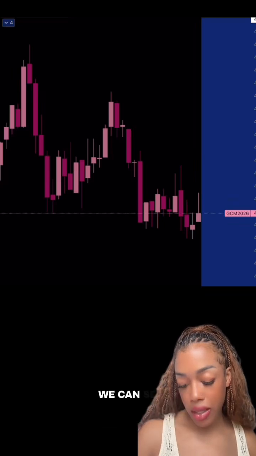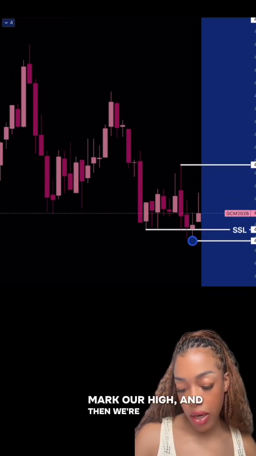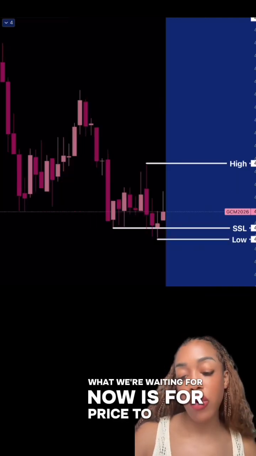We can see that we are in a downtrend, and if we look at the most current price action, we can see that sell side liquidity was swept here. Mark our high, and then we're going to mark our low. Okay, so basically what we're waiting for now is for price to cross one of these levels.